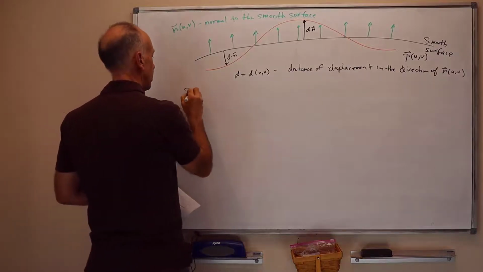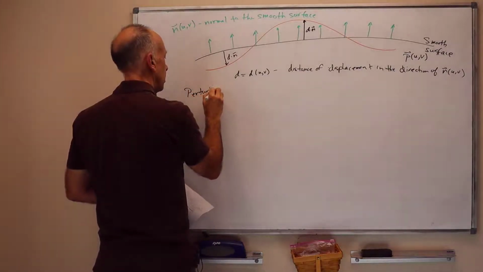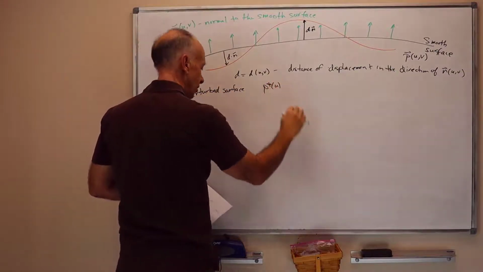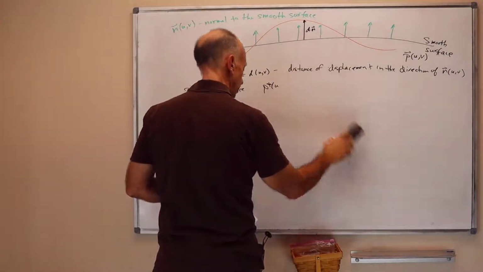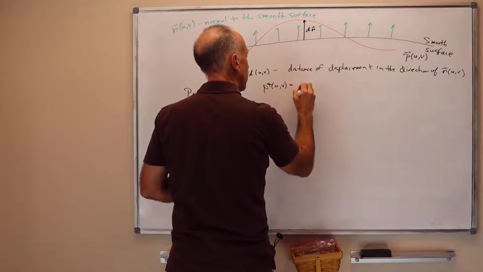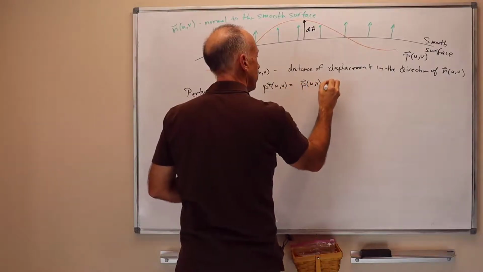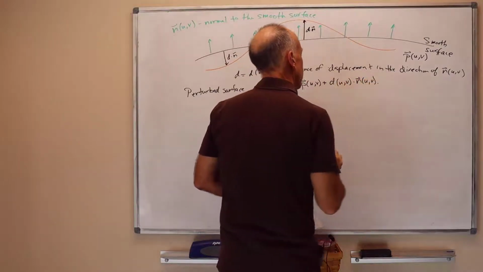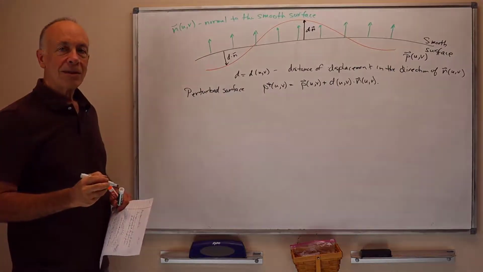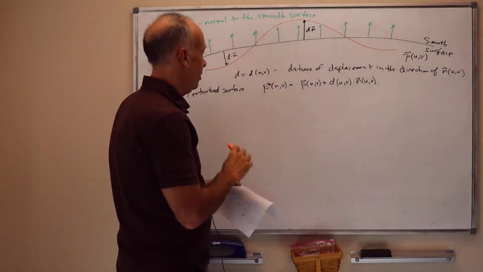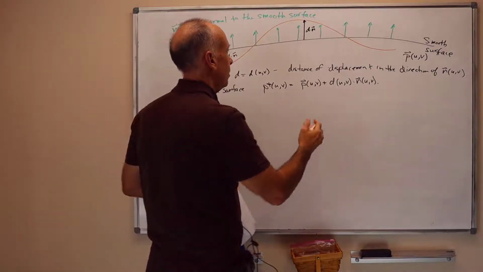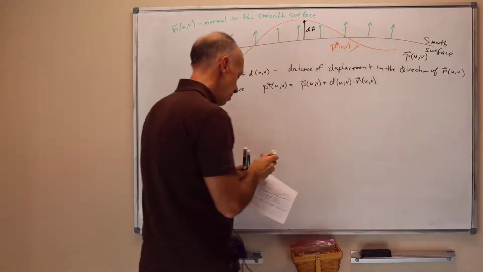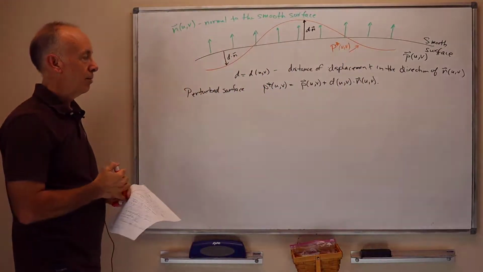So our new perturbed surface, we'll call it P star of u,v, is P of u,v plus d of u,v times n of u,v. And I'm going to stop writing all these arguments u and v. Everything from now on is a function of u and v. So P star of u,v is the parametric equation of the perturbed surface.